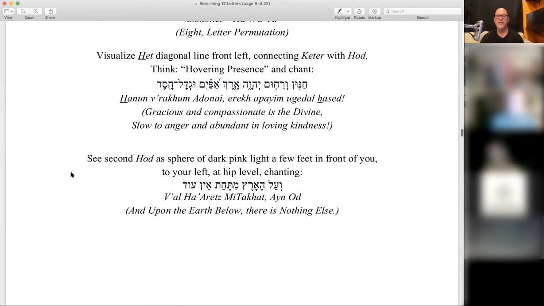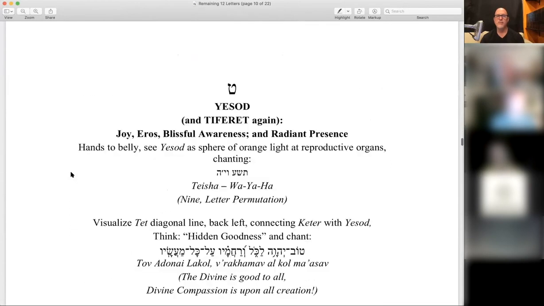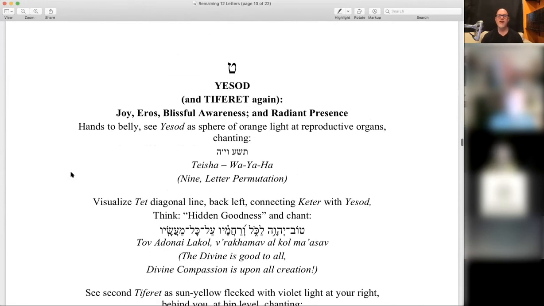Ve'al haaretz. Ve'al haaretz mitachat ein od. And bringing hands together in your lap, seeing orange sphera of Yesod in the body, in your lower belly, reproductive organ area. Energy of joy, eros, blissfulness, Tesha.